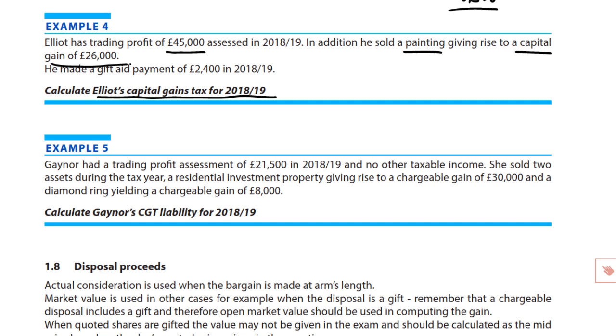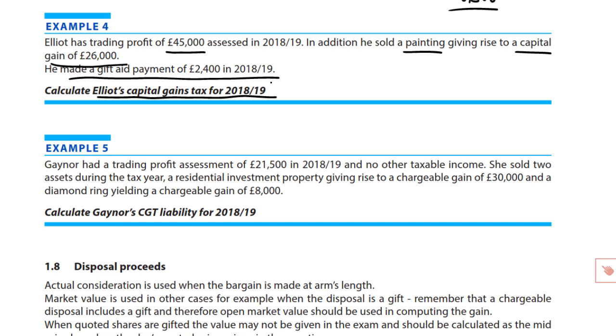But then they tell us something else, and that is that we made a gift aid payment of £2,400 in 18/19. Now, that's not going to impact on us computing the taxable gain. What it will impact on, as I hope you'll recall from our first lecture here in Chapter 12, is the basic rate band limit to use in terms of working out how much, if any, 10% rate band still applies.